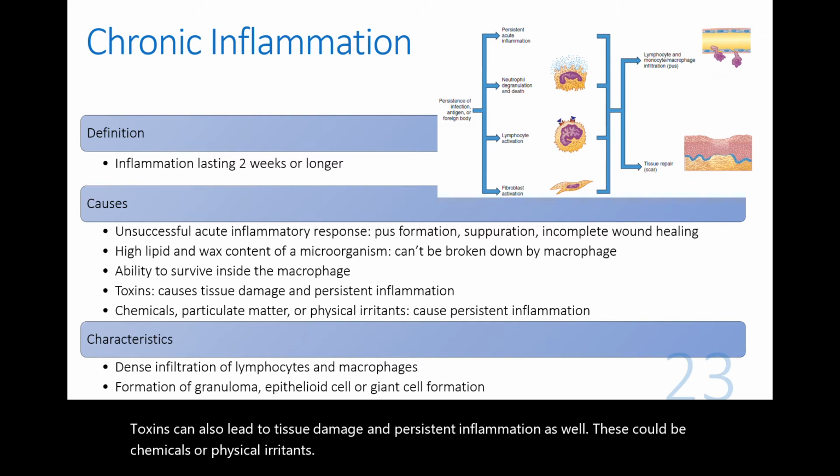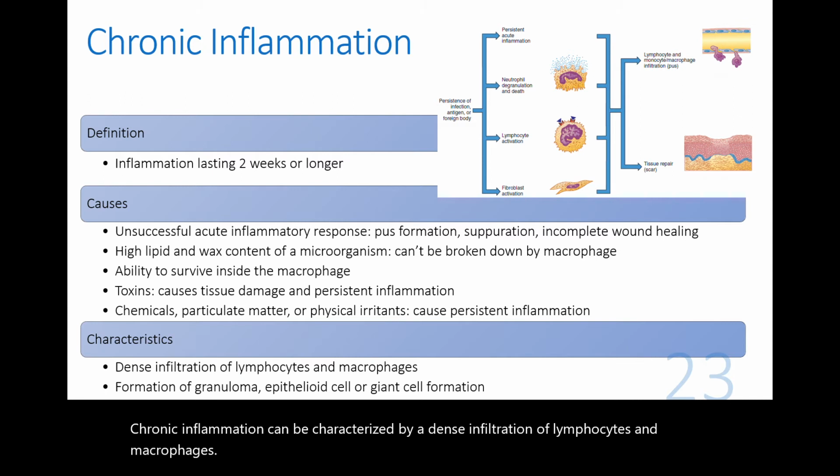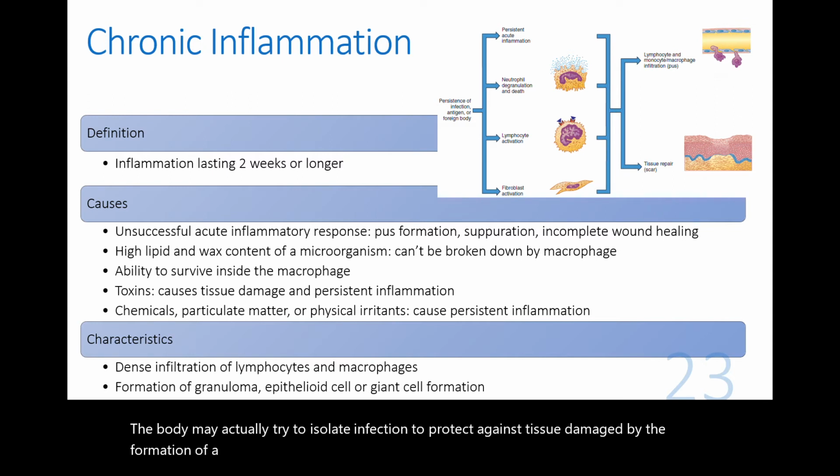Chronic inflammation can be characterized by a dense infiltration of lymphocytes and macrophages. The body may actually try to isolate infection to protect against tissue damage by the formation of a granuloma as well.